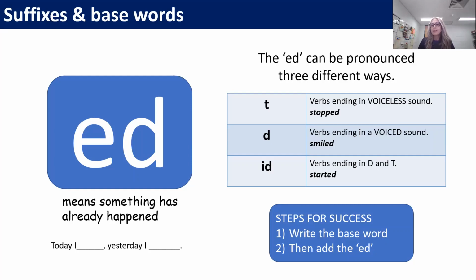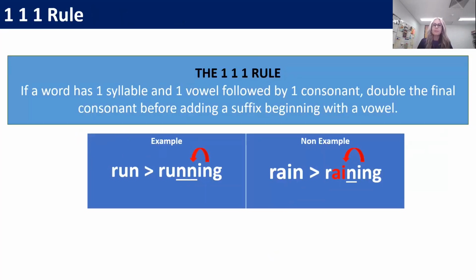And then I would let children know that ED can be pronounced 3 different ways, as in stopped. So there's the T sound at the end. In smiled, the D sound at the end. And then in started, we can hear the ud at the end. So same rule applies, put the base word down first and then add ED.